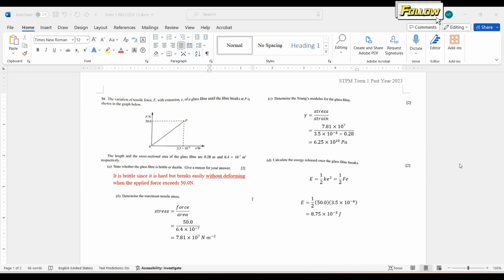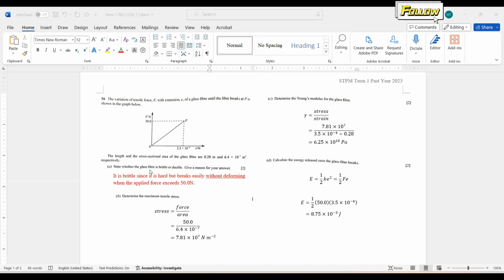Today, we'll discuss the past year of STPM Physics Term 1 in 2023. So here is section B. So we look at the question. The variation of tensile force with extension of a glass fiber until the fiber breaks at P is shown in the graph. The length and cross-sectional area of the glass fiber are given.